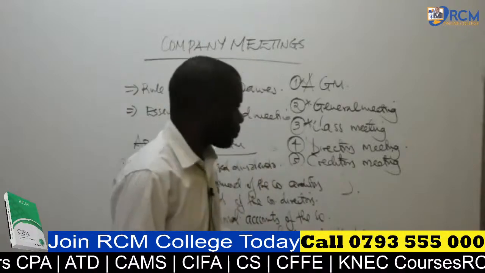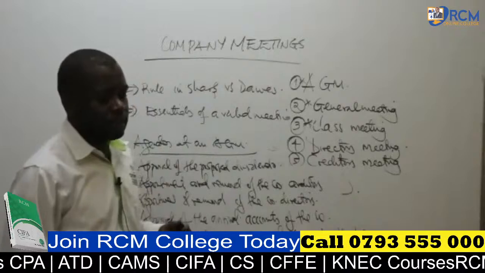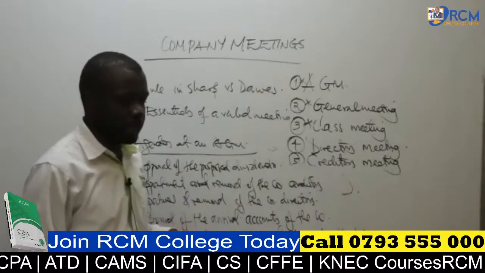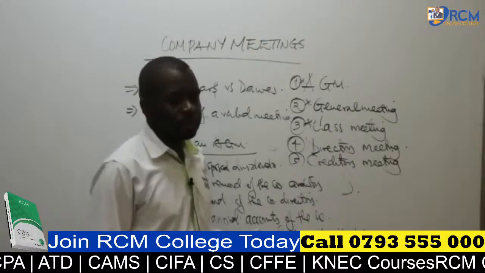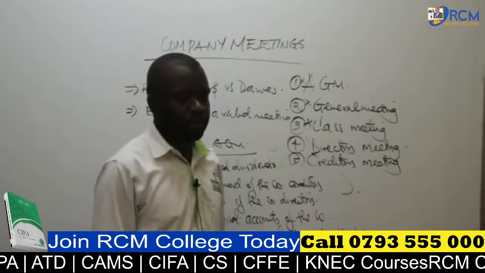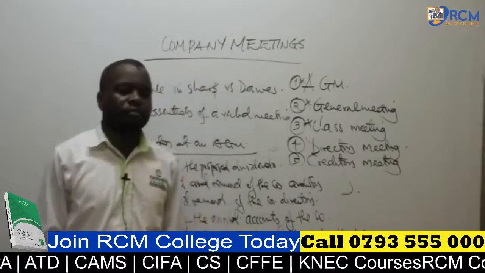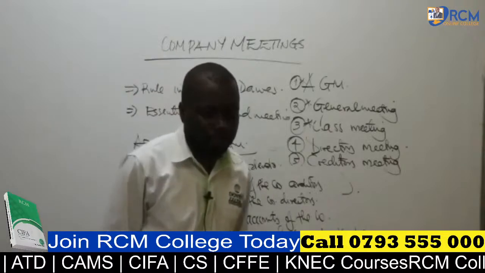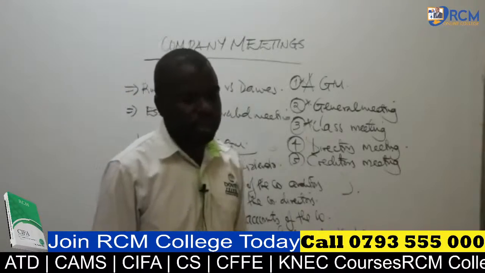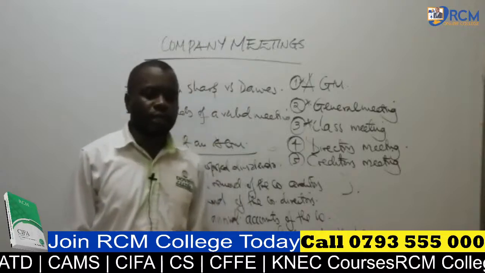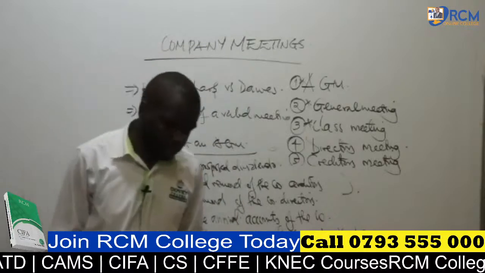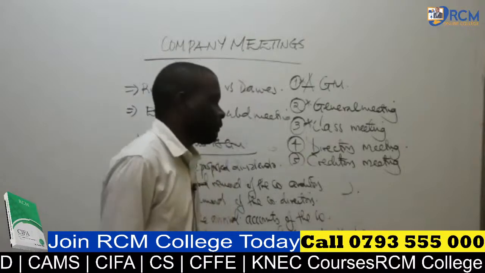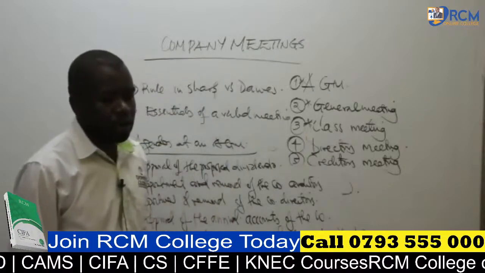Mostly their key agenda could be to vary the rights of the members of that class of shares, because they enjoy similar rights. Sometimes the rights can be varied by the company, and the company can't just vary the rights without consulting the members of this class of shares. In short, the company has to ensure that the members of that class of shares have approved of the variation.